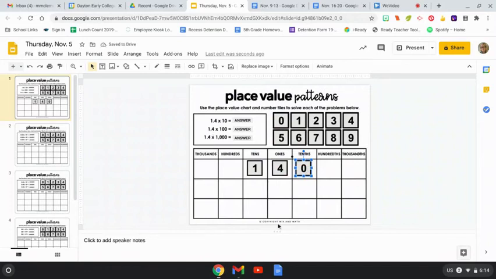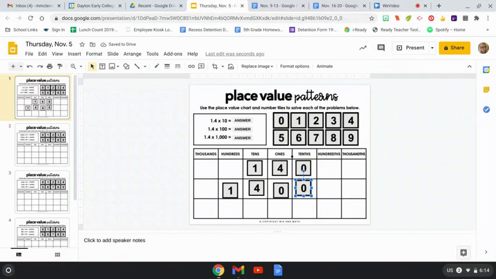If we have to look at the pattern, we know that this is going to slide over. My 1 goes to the tens, my 1 goes to the hundreds, my 4 goes to the tens, and I get a 0 in the ones, and I also have 0 tenths. So now that I have my two zeros.